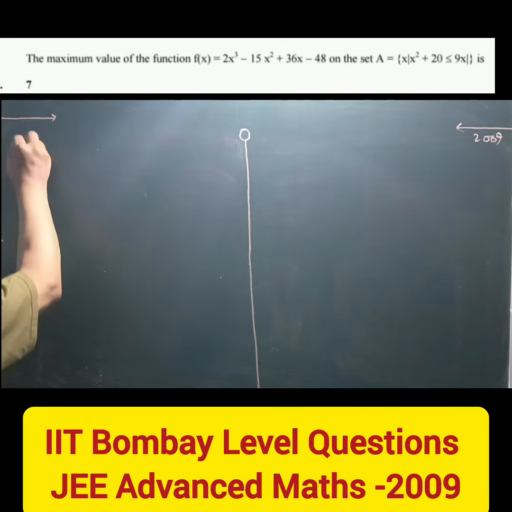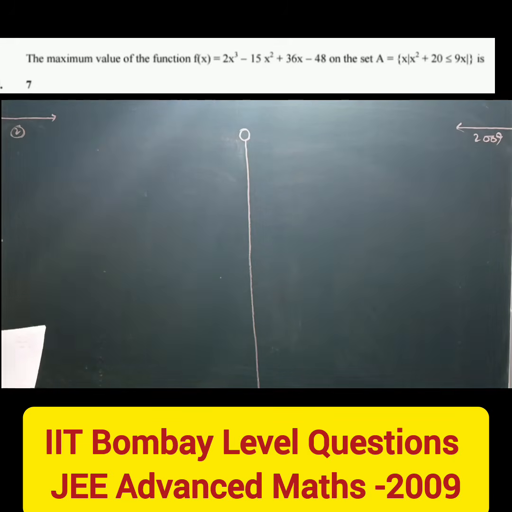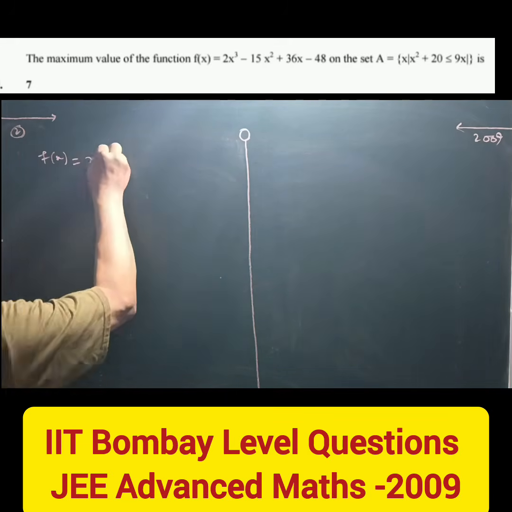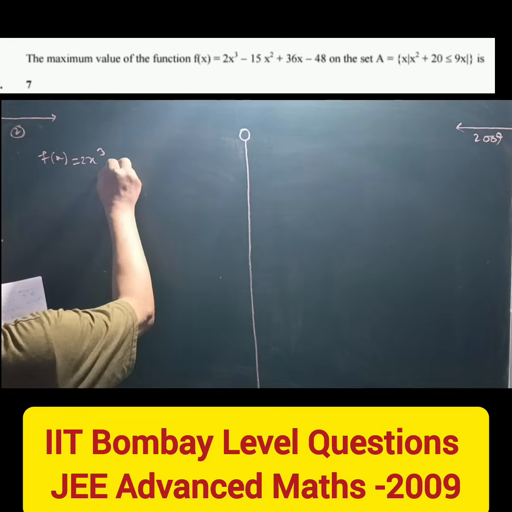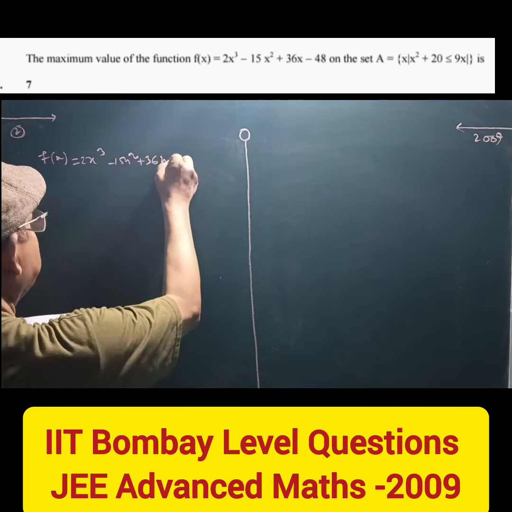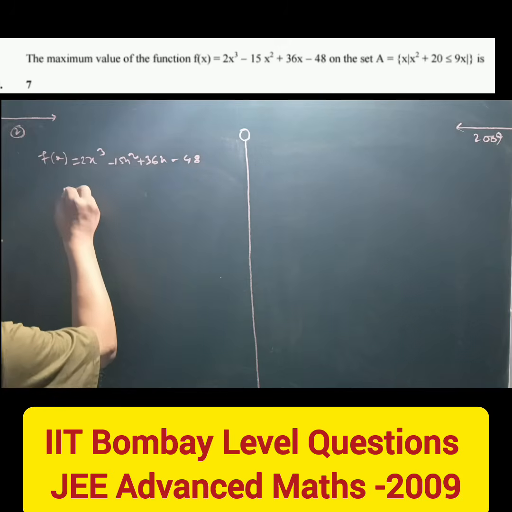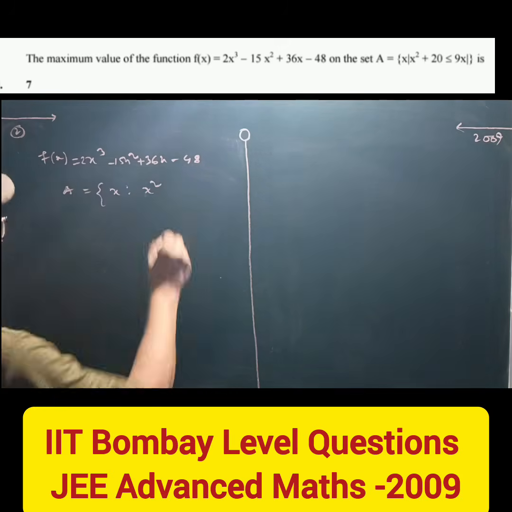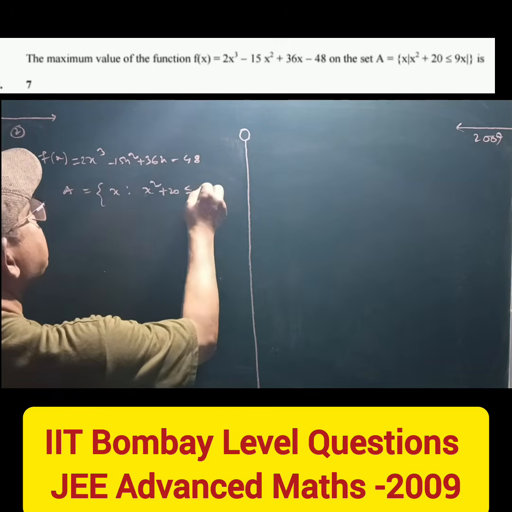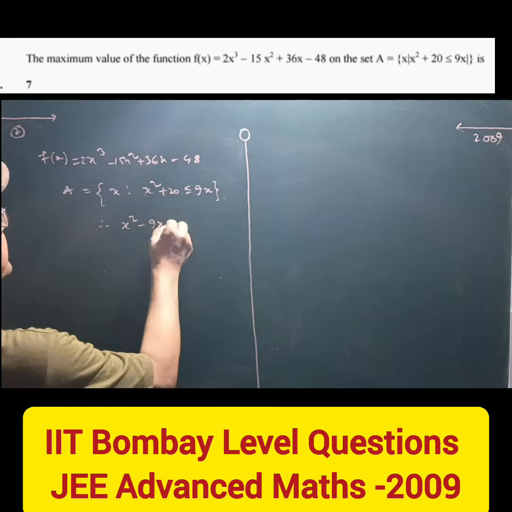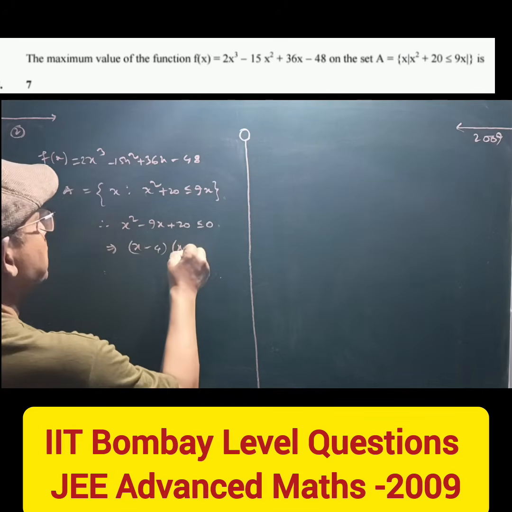Our second question: what is the maximum value of the function f(x) = 2x³ − 15x² + 36x − 48, where A is the set of all those x such that x² + 20 is less than 9x. Solve this. So x² − 9x + 20 ≤ 0, which gives (x − 4)(x − 5) ≤ 0.